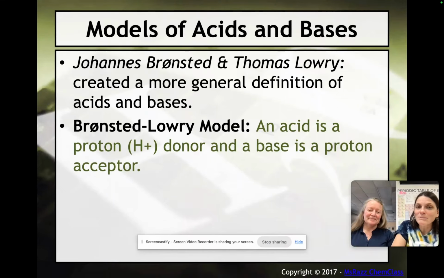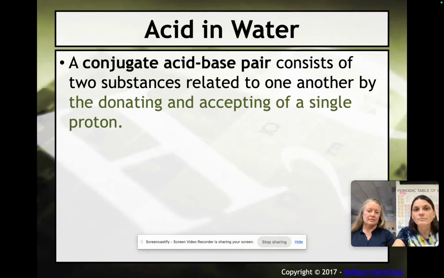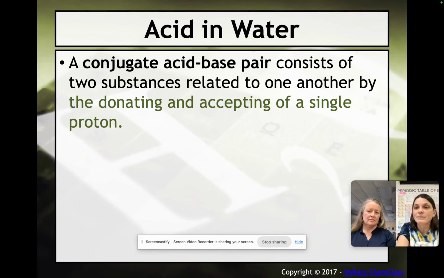So what happens is we have the proton donor and the proton acceptor. The acid is the proton donor, which gives off the H+, so that's very similar to Arrhenius. The base is the proton acceptor, so it doesn't have anything to do with OH anymore. We're going to forget that. Now, we call these conjugate acid-base pairs.